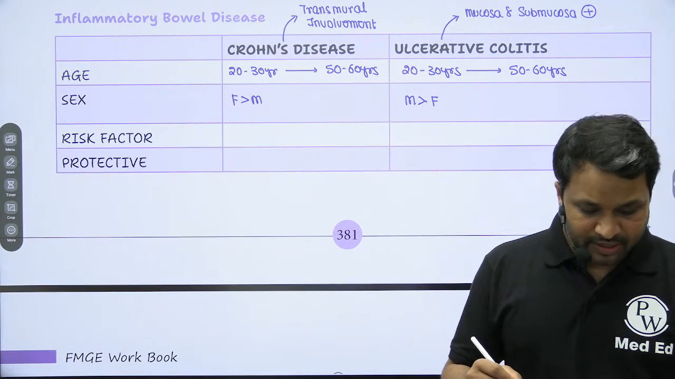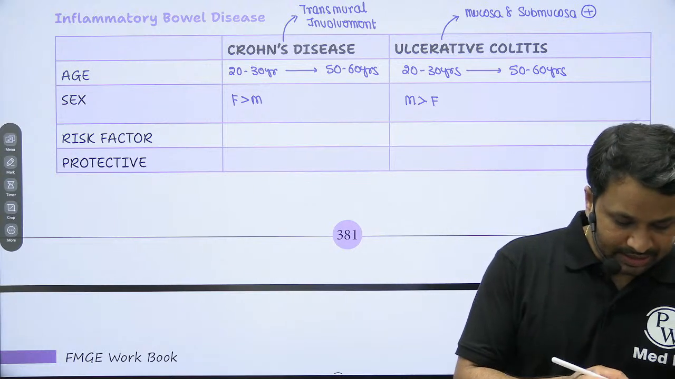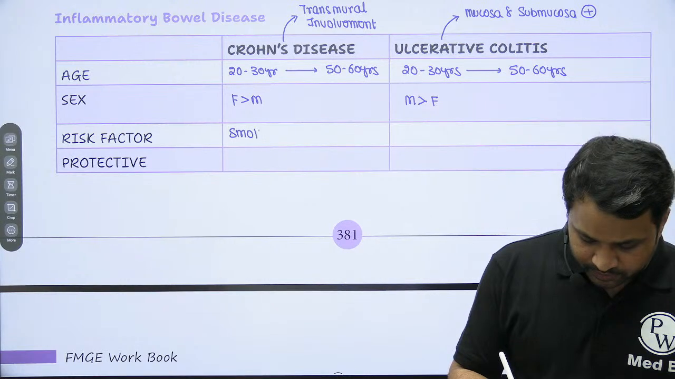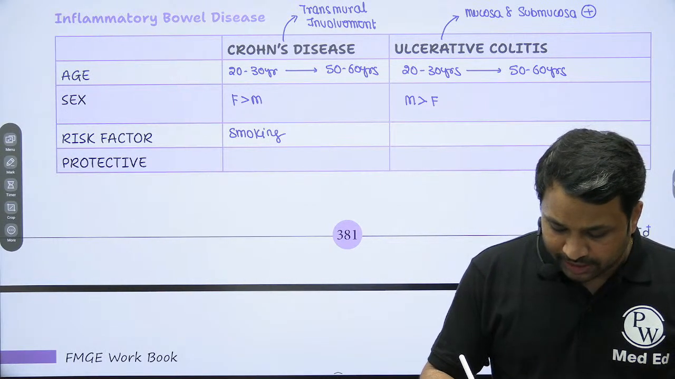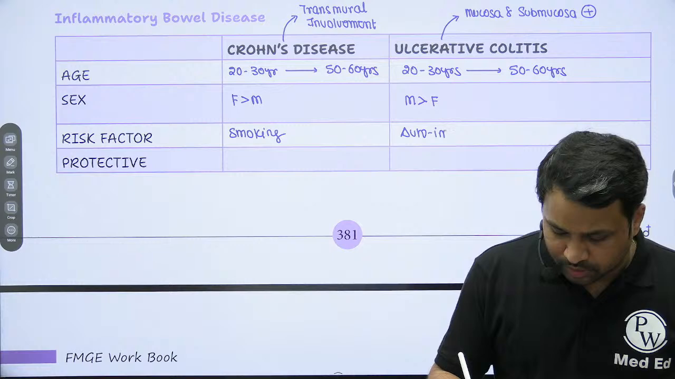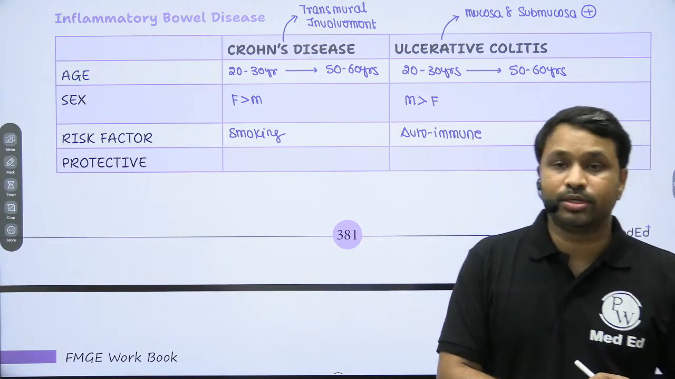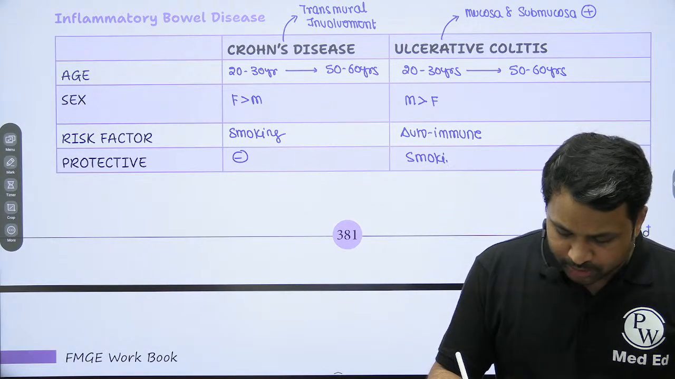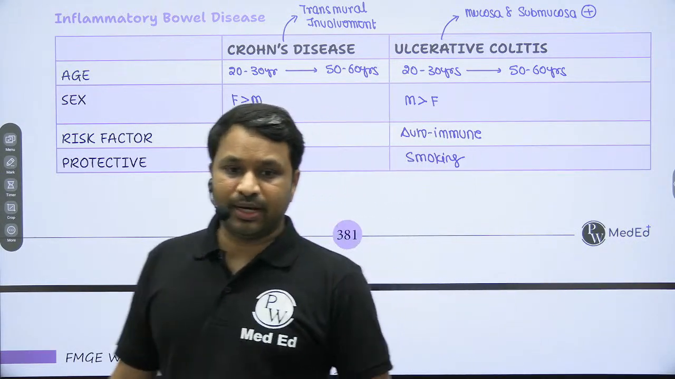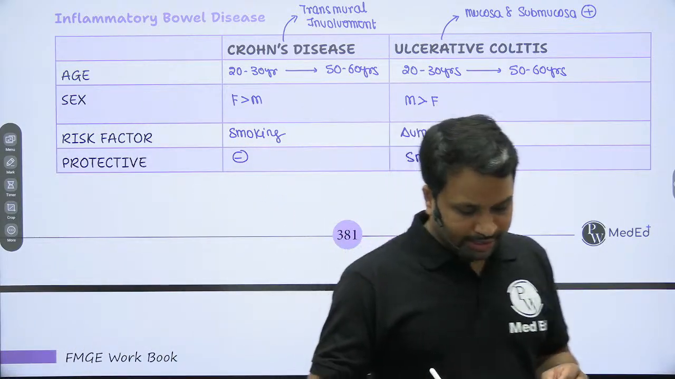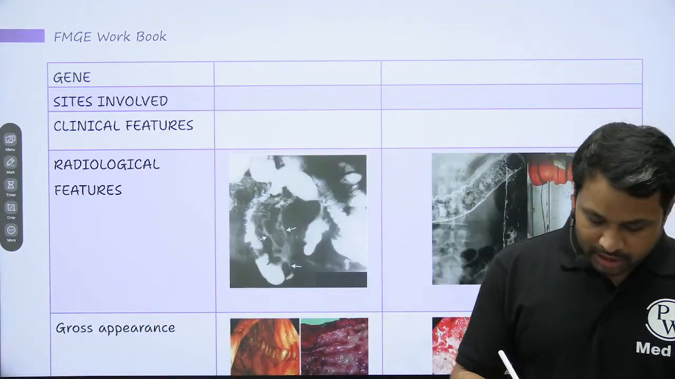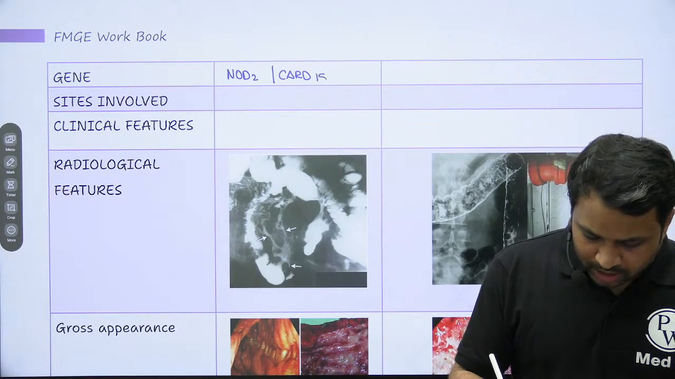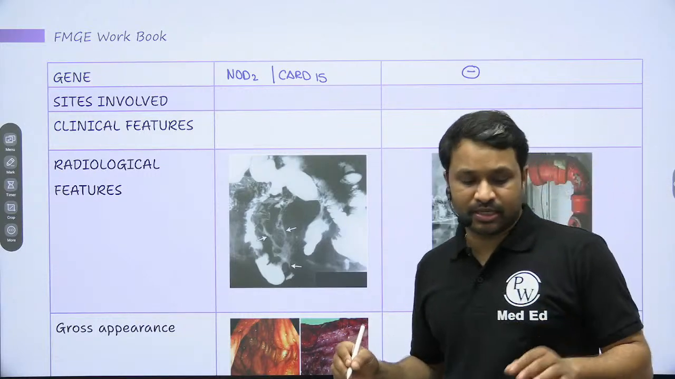If you talk about a specific risk factor with respect to Crohn's disease, in Crohn's you will see it is associated with smoking. Whereas ulcerative colitis is an autoimmune disorder. What is protective? There's nothing protective against Crohn's, but smoking is considered to be protective for ulcerative colitis. ठीक है? Now, what are the genes which are involved? Remember for Crohn, दो gene याद रखने, NOD2 and CARD15. NOD2, CARD15, there is no specific gene for that of ulcerative colitis.